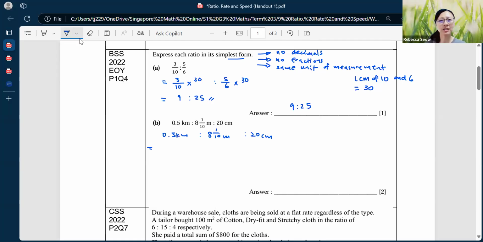If we want it to be having no decimals, no fractions, it will be best to consider bringing it to the smallest possible unit of measurement, which is centimeters. Now let's convert 0.5 km into centimeters. And the first step is to change it into meters by multiplying it by 1,000. So that will give 500 meters. And 500 meters, you convert it into centimeters, you multiply it by 100. So we end up with 50,000 centimeters.